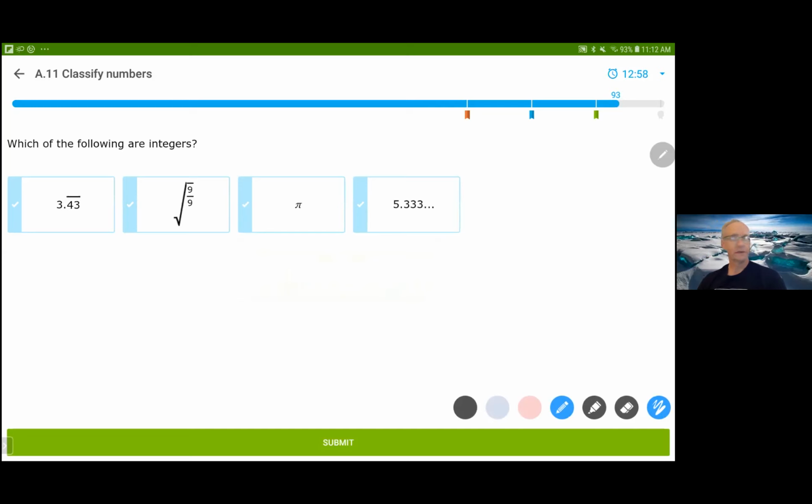Which of the following are integers? This is 9 divided by 9 is 1. And when you take the square root, you get 1. And that is it. Just that one.